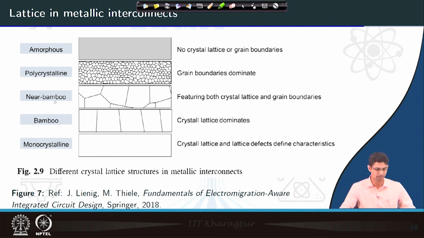If you have something like this, near bamboo, in this case both the crystal lattice and grain boundaries are there. Then in a case like this, where there is a bamboo configuration, grain boundaries are negligible. So, the crystal lattice would dominate your electromigration, or say the contribution of the activation energy for the lattice, inside the bulk, would dominate. And then in the ideal case, you will have a monocrystalline structure, where there is a crystal lattice, and if lattice defects are there, then those will define it.